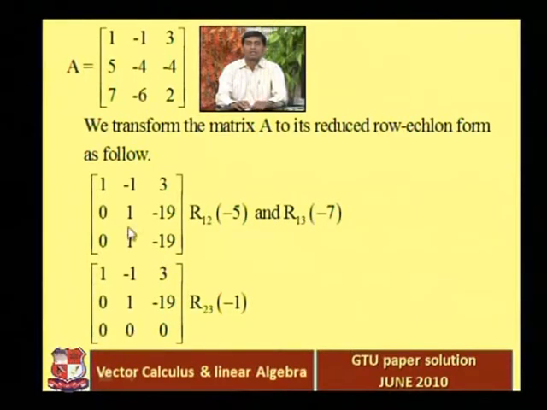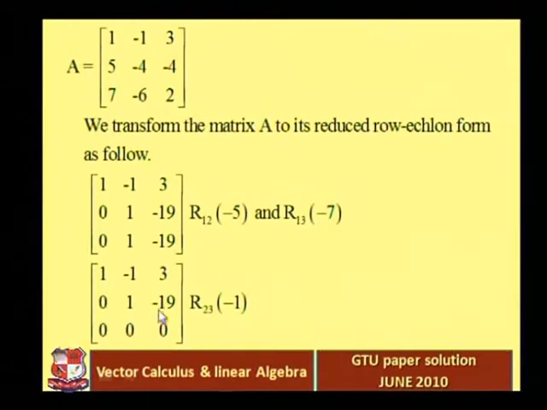Okay, you can see the second and third rows are the same, so now you multiply the second row by -1 and add it into the third row, and the third row becomes 0. So the first row is (1, -1, 3) as it is, then (0, 1, -19), and then (0, 0, 0). Now this is in row echelon form.